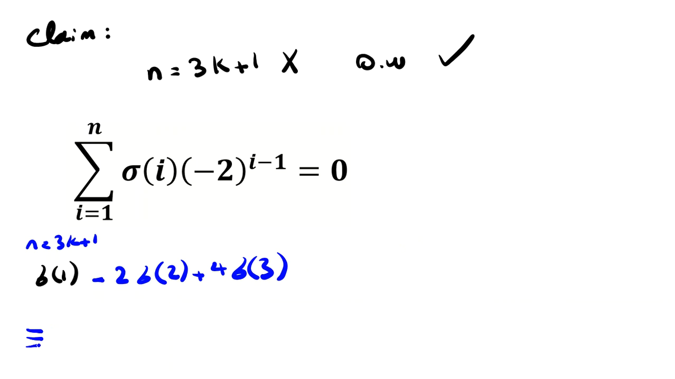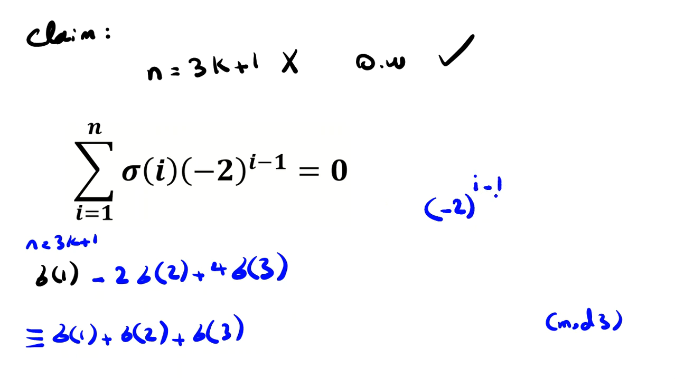So if you consider mod 3, it will be what? The first one, sigma 1. -2 is what? -2 mod 3 is 1, so plus sigma 2. And plus 4, it is 1 again, sigma 3. So we can say, if we consider -2 to the power of i minus 1 mod 3, it will be what? -2 mod 3 is 1. So it will be 1 to the power of i minus 1, and it's 1 mod 3.